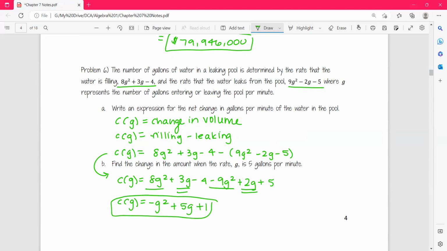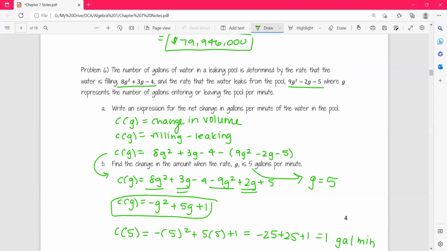Find the change in the amount when the rate is 5. That's our g. So I'm going to say the change when it's at 5 is negative 5 squared plus 5 times 5 plus 1. We've got negative 25 plus 25 plus 1. It's going to be 1 gallon per minute. Okay? All right, great job. We're going to do lots of practice on adding, subtracting polynomials, and check out some more word problems. Awesome job, guys.